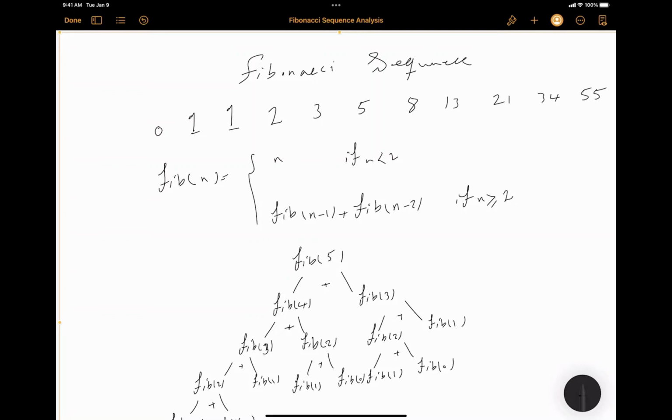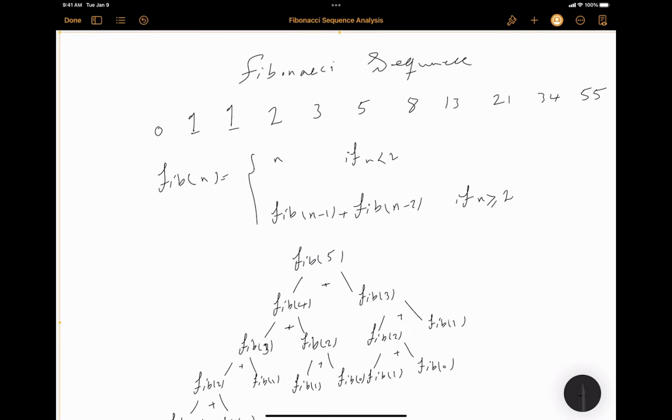Hello everyone, in this video we're going to talk about the time complexity of the Fibonacci sequence using a recursive method. So here is a basic definition of the Fibonacci sequence. The very first two numbers are 0 and 1, or sometimes the first numbers are 1 and 1. No matter which, that's the definition.